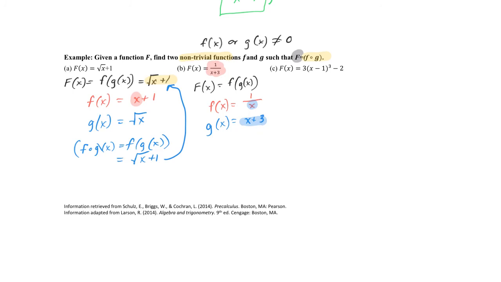Take a shot at C. See if you can figure out two functions, f of x and g of x, that will give you the composed function 3 times x minus 1 cubed, minus 2.